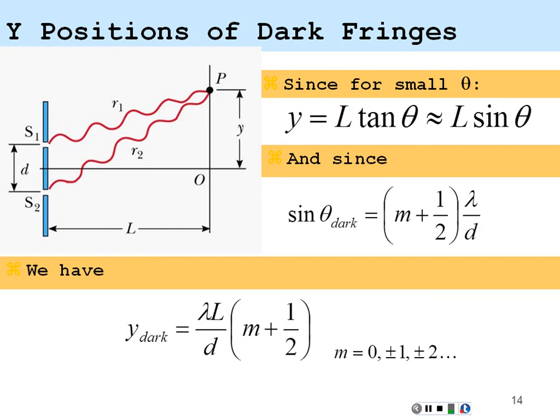Again, the first dark fringe will correspond to m equals 0. The second dark fringe will correspond to m equals plus or minus 1. The third dark fringe will be m equals plus or minus 2.